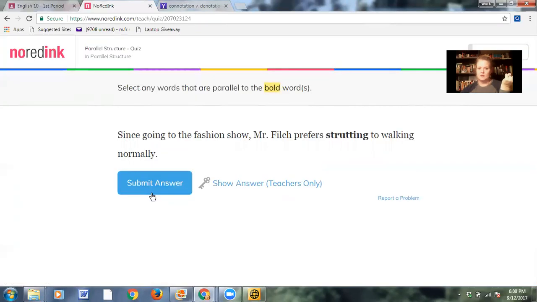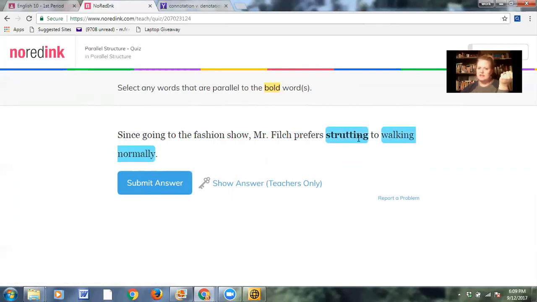And let's look at one more. We're going to select the words that are parallel to the bold words. And so strutting. All right, since going to the fashion show, Mr. Filch prefers strutting to walking normally. So strutting is a kind of walk, and I'm going to click the other kind of walk, okay?